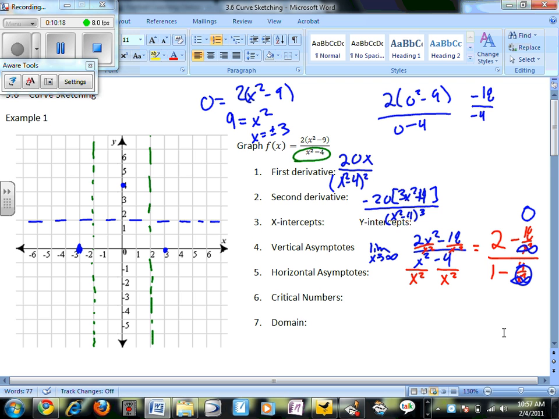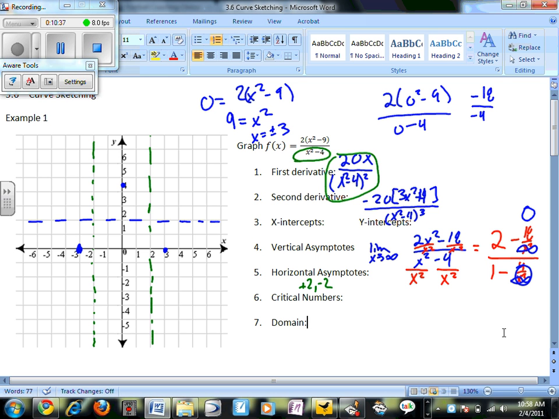If you notice, our first derivative is this right here. Our first derivative is undefined at plus or minus 2. Well, we already figured out that -2 and 2 are horizontal asymptotes, so it can't be a minimum or maximum. All right, so plus or minus 2 would make it undefined.